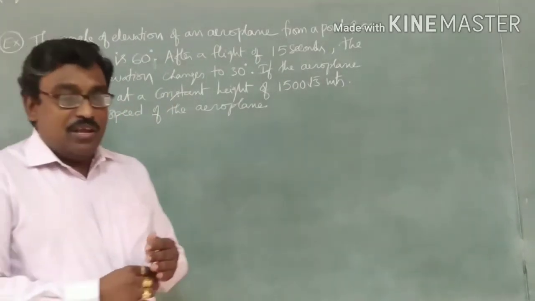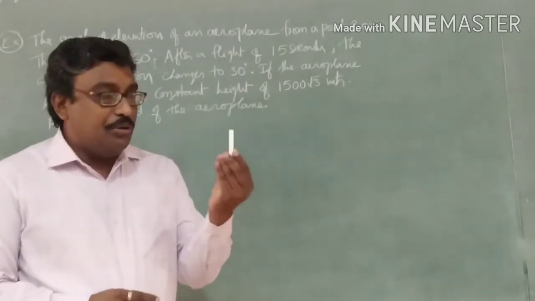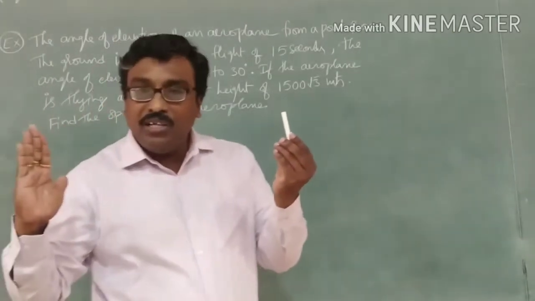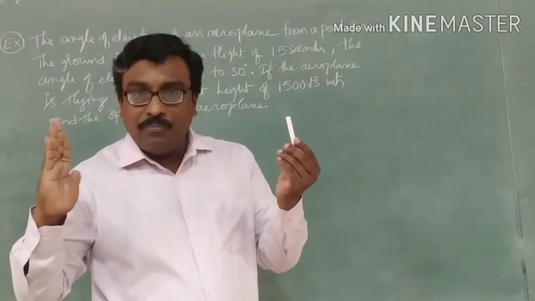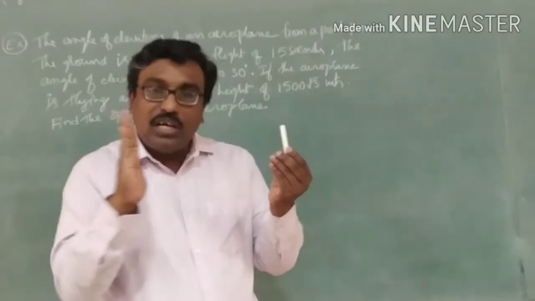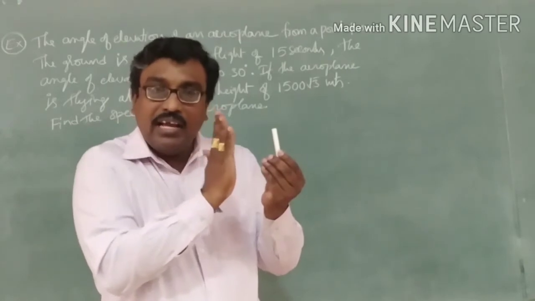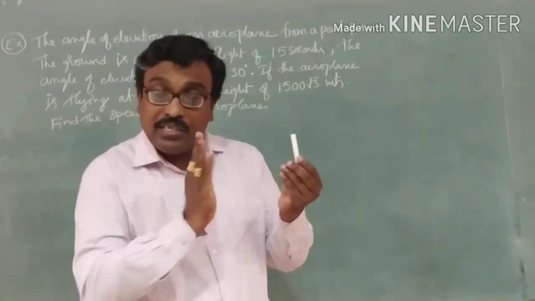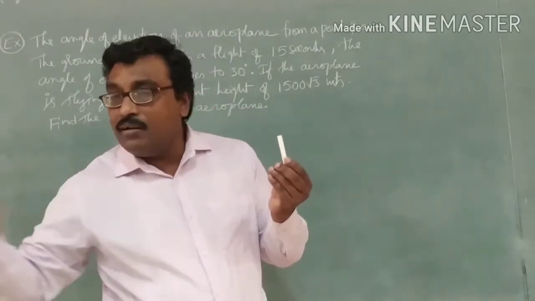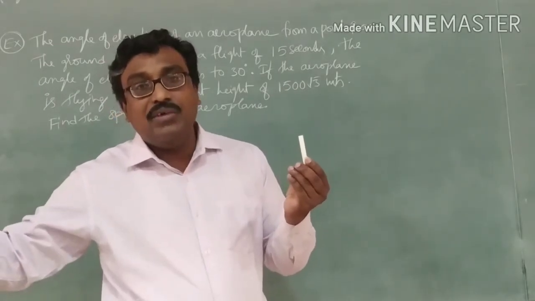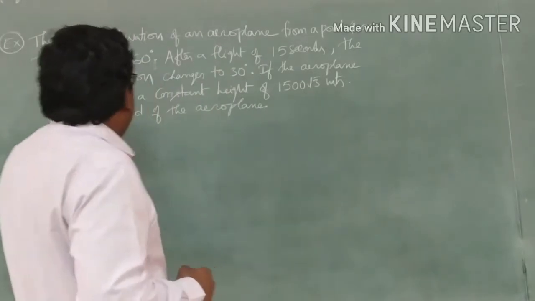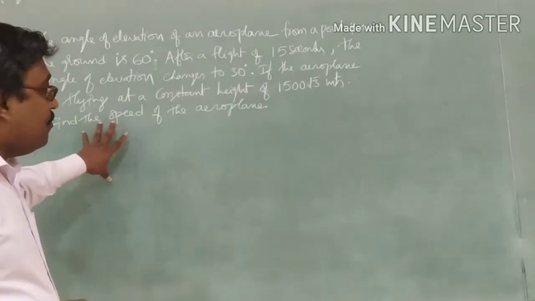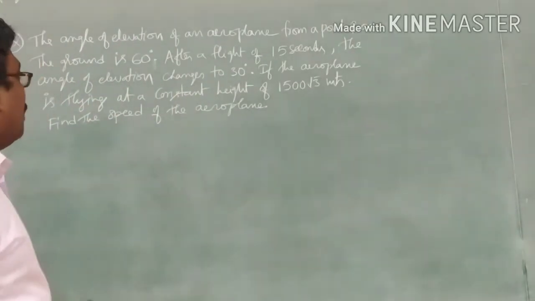That means if you are opposite to any tower, if you are away from the tower, then the angle of elevation will be some theta. From this place, if you are close to the tower, then angle of elevation will increase. If you are away from this position, then the angle of elevation will decrease. Okay? Now, the same application will be useful to solve this sum.